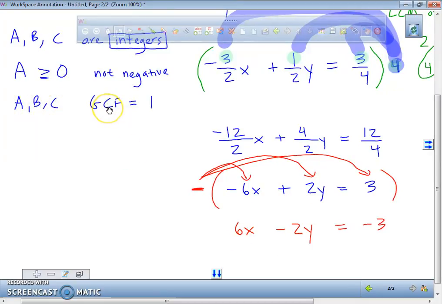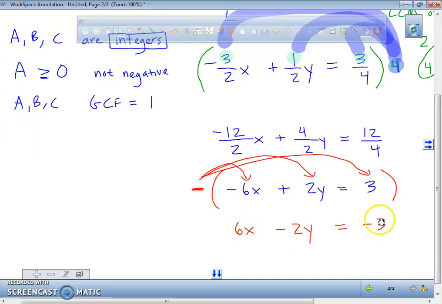What does GCF stand for? That's right, greatest common factor. The greatest common factor between this number and this number and this number is a 1. And this actually is a 1 because there's no number other than 1 that's divisible into a 6, a 2, and a 3. Now 2 goes into 6.